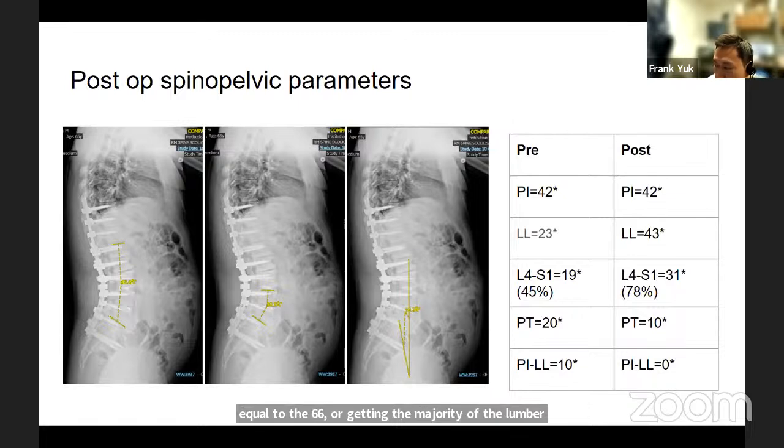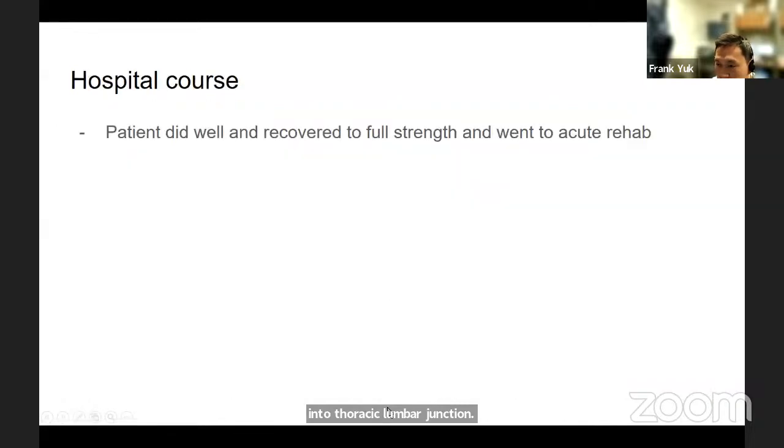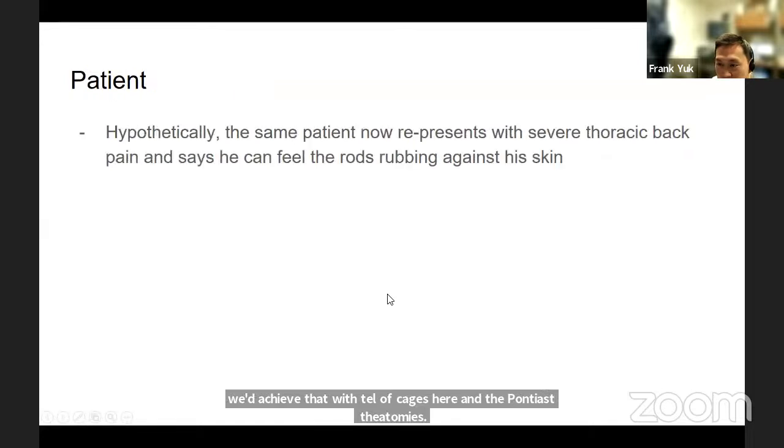And then the pelvic tilt decreased from 20 to 10, which is a much more balanced number. And the mismatch went to 0. And so here's the pre versus post-op films. And you can see that we definitely increased the lumbar lordosis and gave him a much more gentle curve into the thoracolumbar junction. And we achieved that with TLIF cages here and the Ponte osteotomies. So the patient did well and recovered to full strength, and then we went to acute rehab.